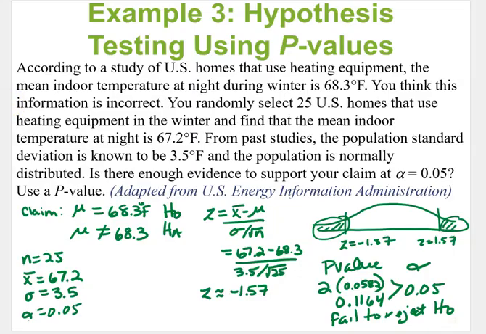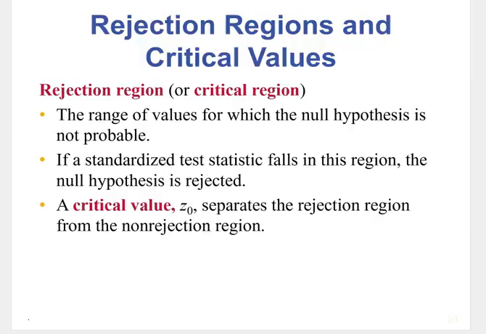Now that we've done p-value a couple of times, let's do the other way that we could do hypothesis testing, which is using critical values or rejection zones. Let's review that a little bit. You're going to find the range of values for which the null hypothesis is not probable. The way you do that is by finding those critical values, which come from your alpha. So you draw your picture, label your alpha in the picture, and then find those critical zones.